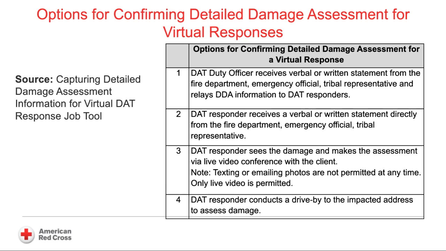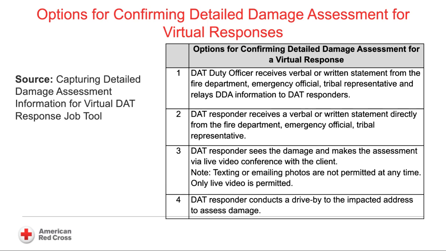So having said that, it's important to understand the logical order of options to gather information that helps complete that DDA, the detailed damage assessment. And on the screen, we've ordered these options based on feedback from the field and the realities of what we found out from virtual responses. You'll find the table at the top of page 2 of the detailed damage assessment information job tool.